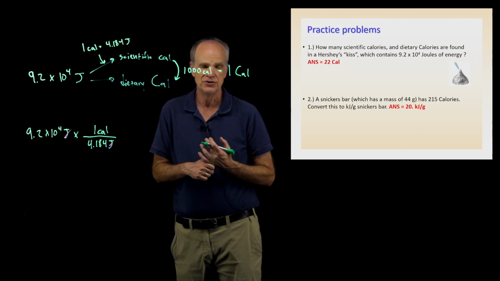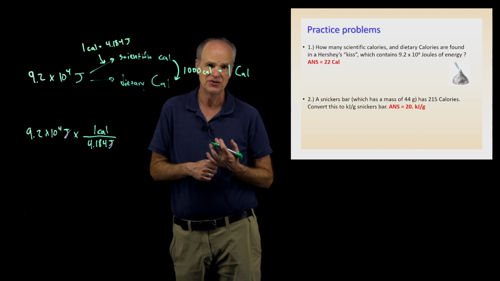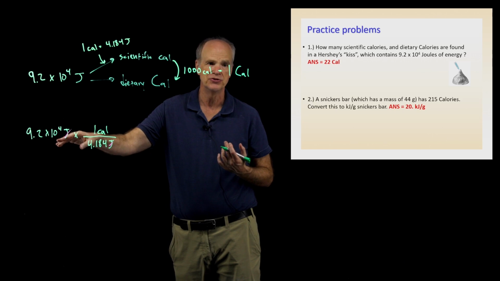But what we want to do is also find out how many dietary calories there are in 9.2 times 10 to the 4 joules.